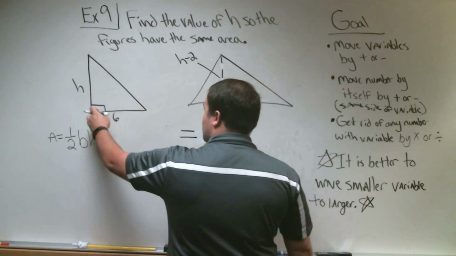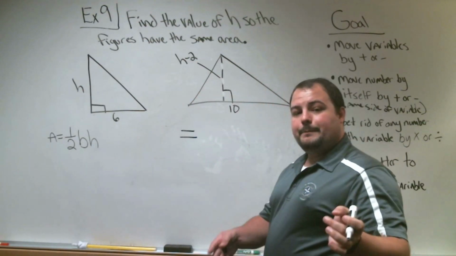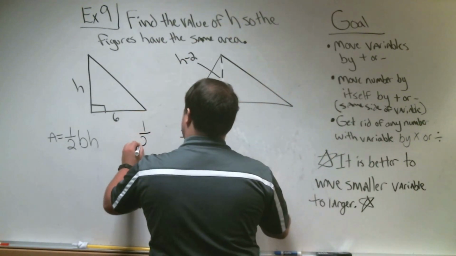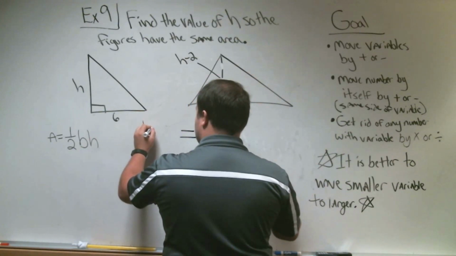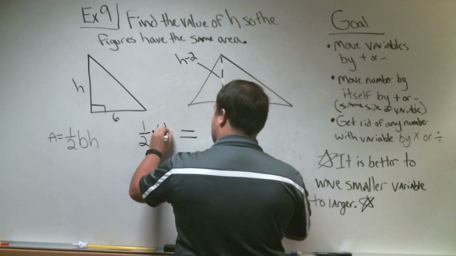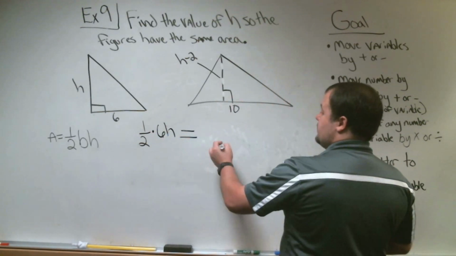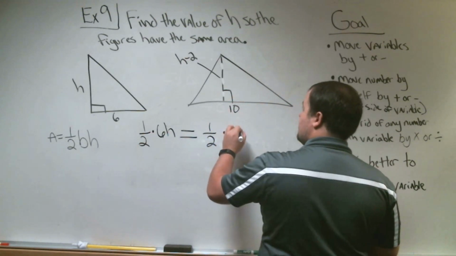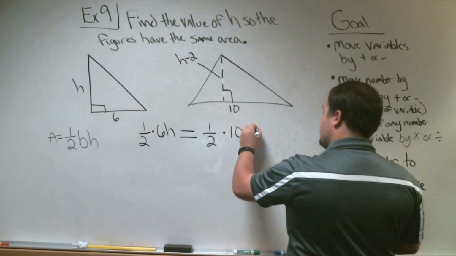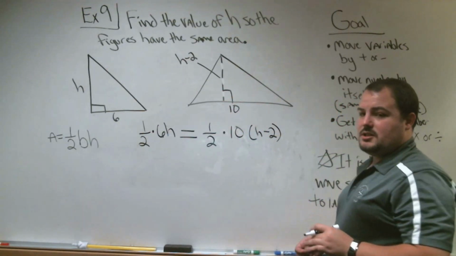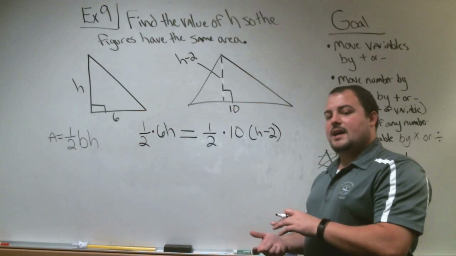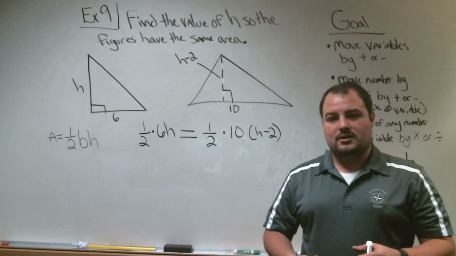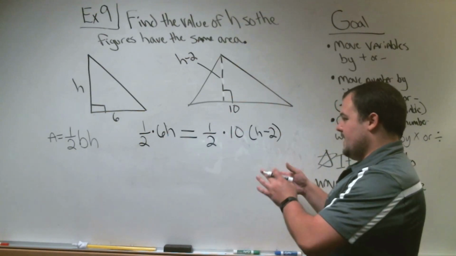Well, I have the base, I have the height is h. So what we're trying to figure out on both of these triangles is how tall are they? So we have 1/2 the base, so in this case the base is 6, so it's 1/2 times 6 times h equals 1/2 times its base, 10. And since that's h minus 2, we're going to go ahead and put h minus 2 inside parentheses because that 10 is going to multiply by the half, or the height, but this height has 2 numbers. Since it has 2 numbers, this is where we got to put grouping symbols with that.